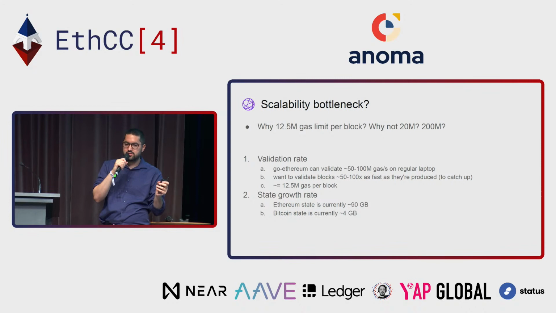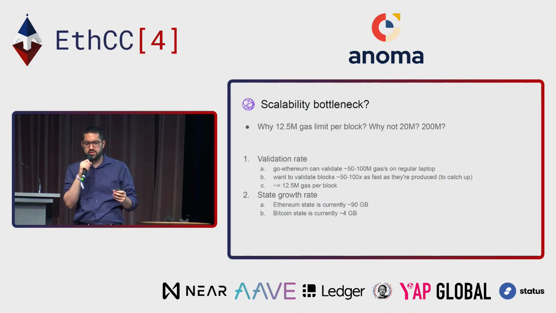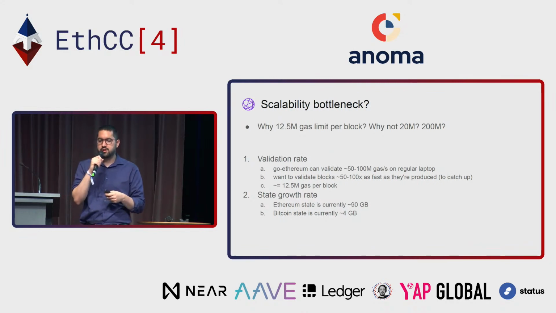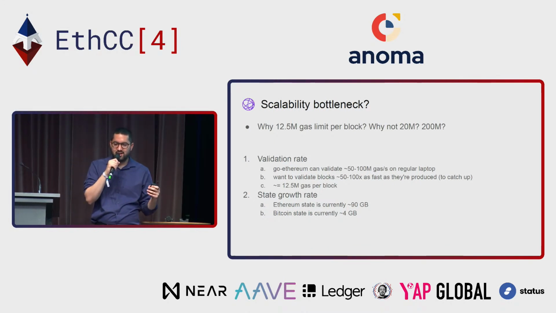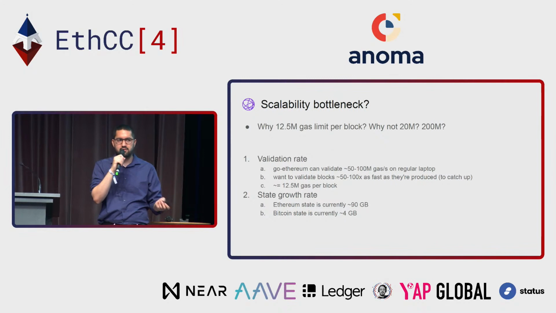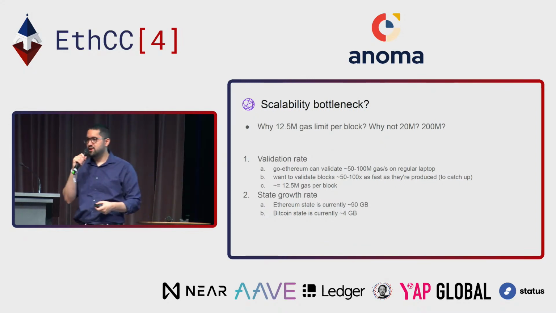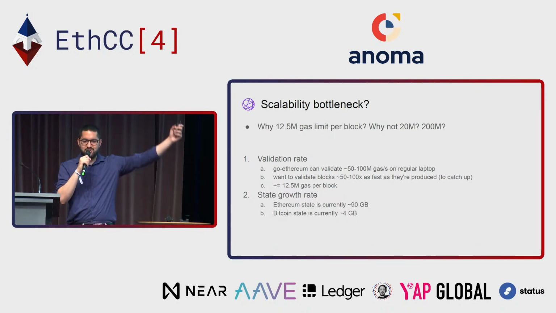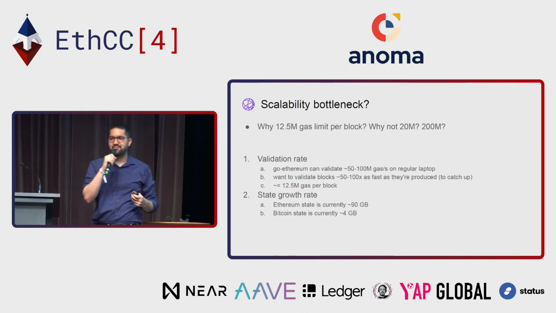There are 2 reasons why 12.5 million was chosen. The first is the validation rate: Go Ethereum can currently validate about 50 to 100 megagas per second on a regular laptop. I tested this at home. Generally, you want to validate blocks about 50 to 100 times as fast as they're produced, so that when you're doing a full sync, you can catch up in a reasonable amount of time. So you take 100 divided by 100, multiply it by 12-second block times. Whoa, what a coincidence. It's 12.5 million gas per block.